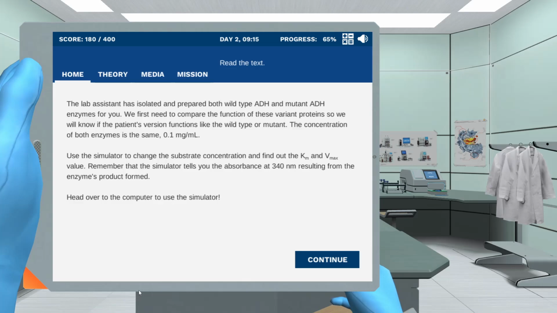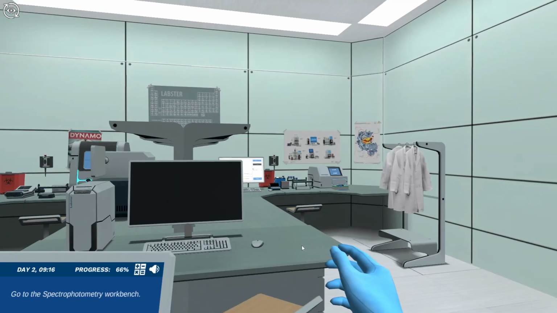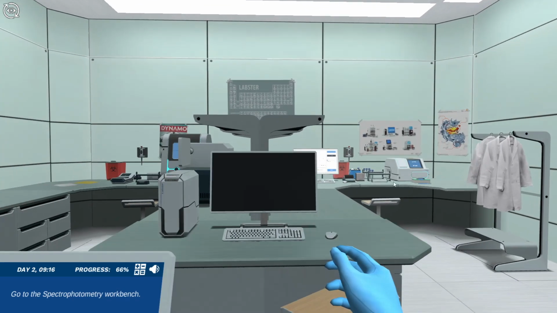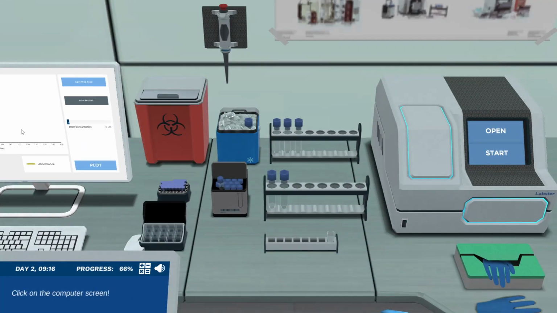The concentration of both enzymes is the same, 0.1 mg per milliliter. Use the simulator to change the substrate concentration and find out the Km and Vmax value. Remember that the simulator tells you the absorbance at 340 nanometers resulting from the enzyme's product formed. Head over to the computer to use the simulator. Go to the spectrophotometry workbench. Click on the computer screen.